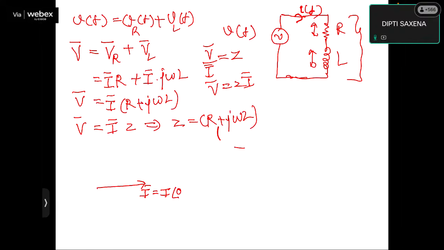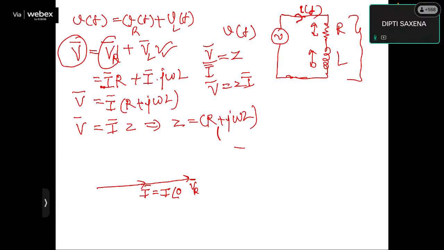Now, the applied voltage is a summation of the voltage across the resistance and the voltage across the inductance. So what will be the phasor representation? VR will be along IR. So this is your VR. It will be along the reference phasor, I into R. That is, the direction of VR is the same as the direction of the phasor I.